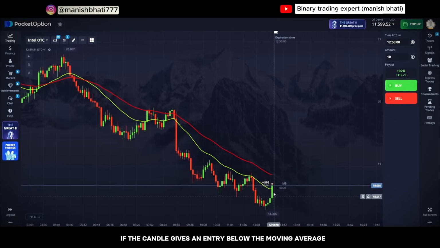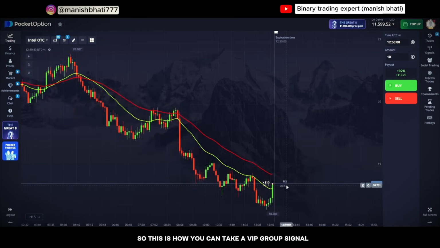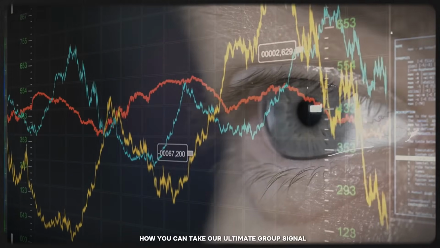Also, if the candle gives an entry below the moving average or at the moving average, then you can place extra entries in the same direction. So this is how you can take a VIP group signal. Also, our VIP group signals are given on the current candle, and the free group signals are also for the current candle. So let's move on to the next step, how you can take our ultimate group signal.